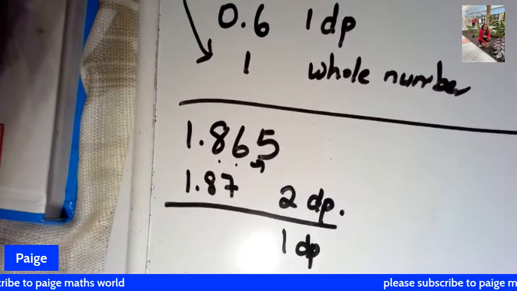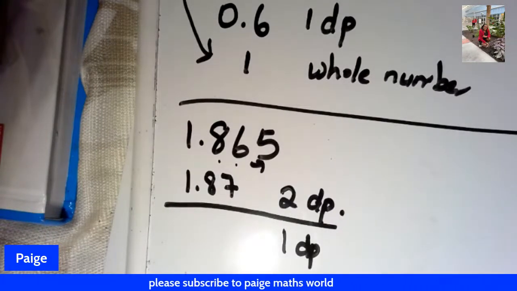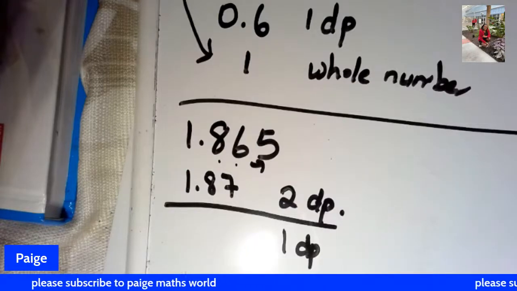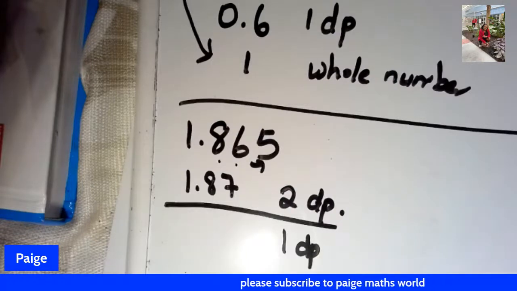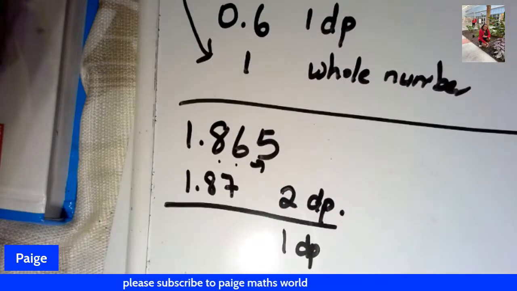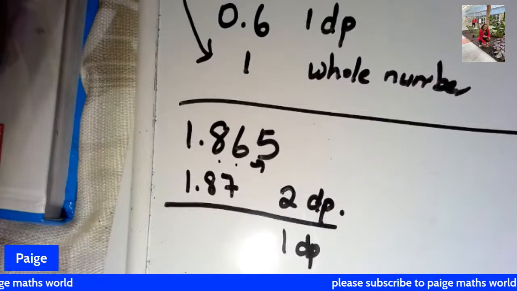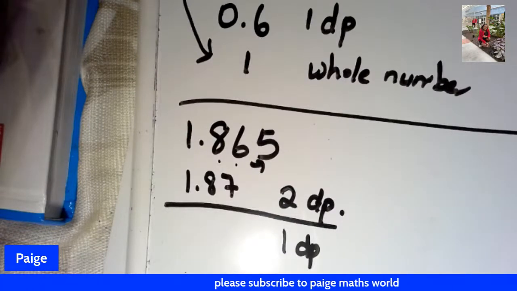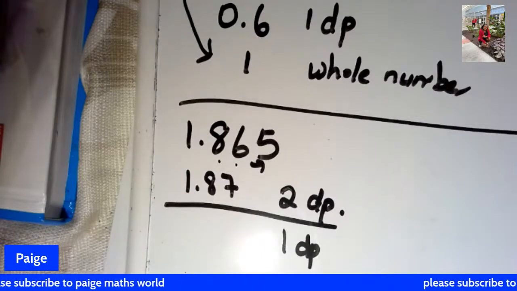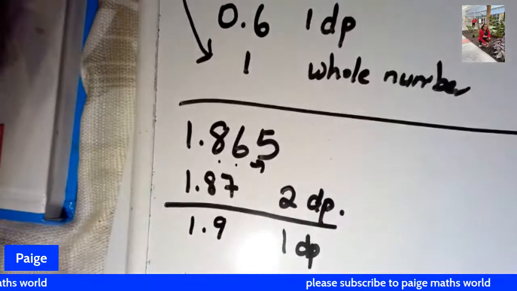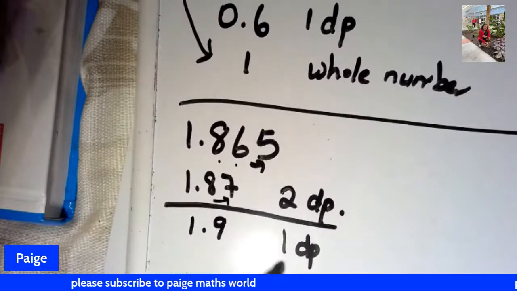1 dp. What's your answers? We're rounding this 1.87 off to the nearest 1 decimal place. All right, so there goes our correct answer. Yes, it is going to be 1.9. Because when you look to your right, it is greater than 5, so you add 1 to the 8, so it's going to be 1.9.